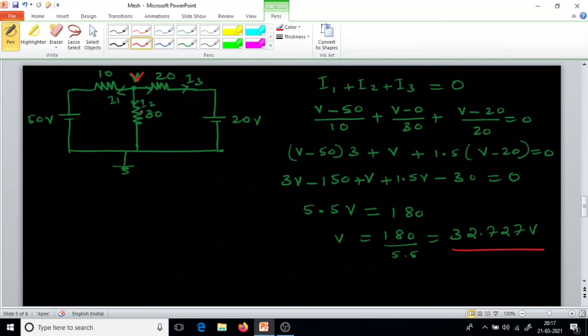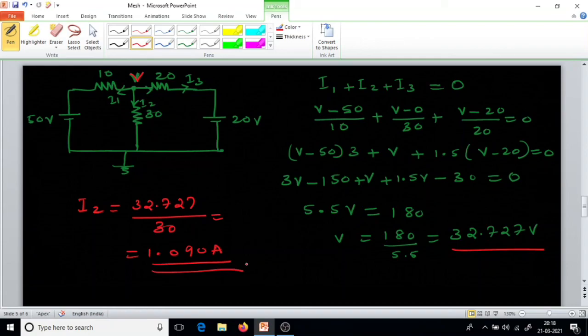Now we'll find the current I2, which is flowing through the 30 ohm. So I2 equals V by R, 32.727 upon 30. Let me divide and see. It comes to 1.090 amps. So with all three methods we got the same answer.